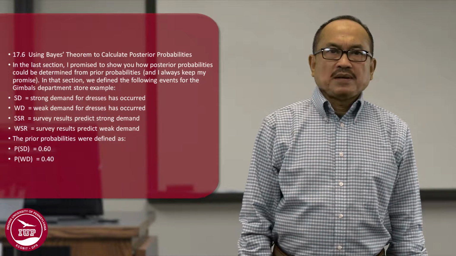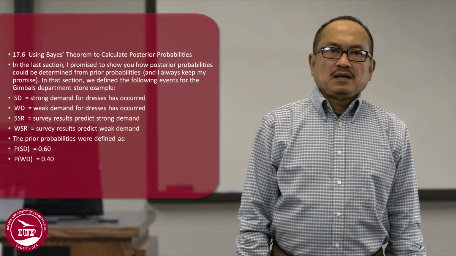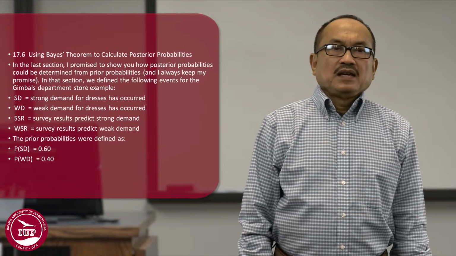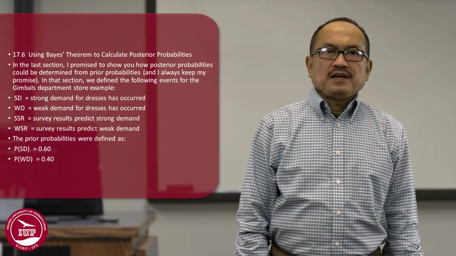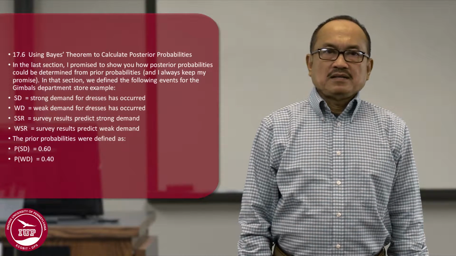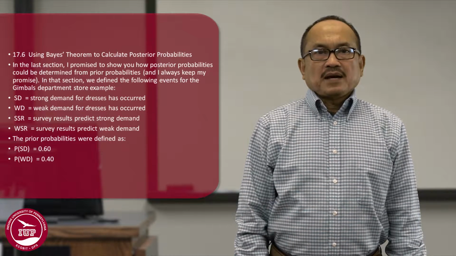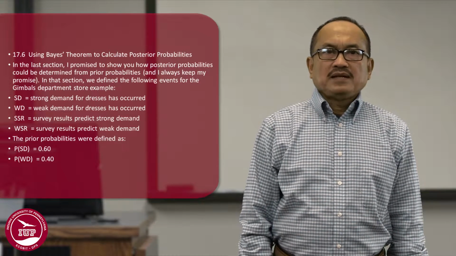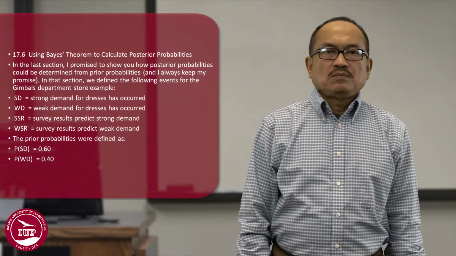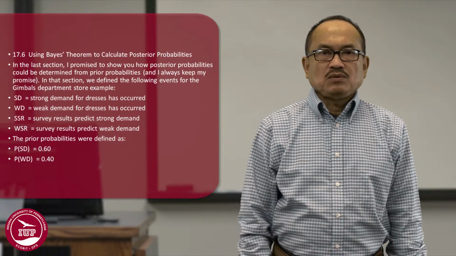SD is the event that strong demand for dresses has occurred. WD is the event that weak demand for dresses has occurred. SSR is the event that the survey result predicts strong demand. WSR is the event that the survey result predicts weak demand. The prior probabilities were defined as P(SD) equal to 0.6 and P(WD) equal to 0.4.